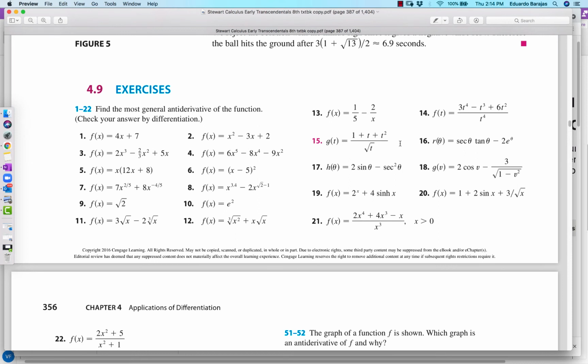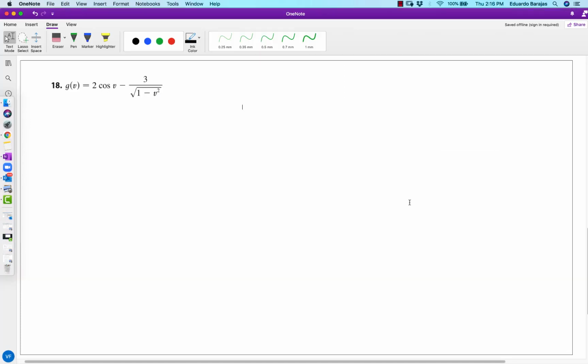Okay, how about something like number 18? Okay, so find the most general antiderivative of this function. Now at first this looks like it's kind of a hard question. How do you know what it is? But it's really not that bad. So lowercase g, so we're going to use capital G. So capital G of v is going to be equal to a function whose derivative is cosine. So remember, the derivative of sine is cosine. So this is just going to be 2 sine of v. Right? And that just comes from me knowing that the derivative of sine is cosine.